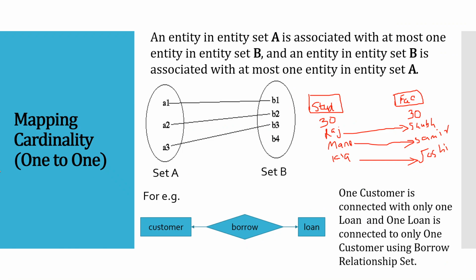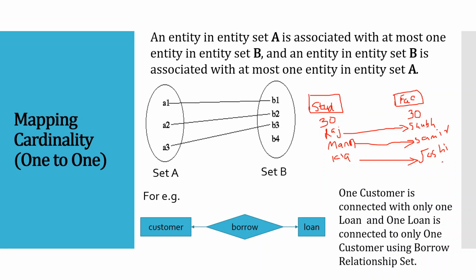Okay, so Parth, just see here, I am having one student entity set and one faculty entity set. In the student entity set, I am having Raj, Man and Kia as students. Similarly, in the faculty entity set, I am having Shubh, Samir and Joshi as entities.